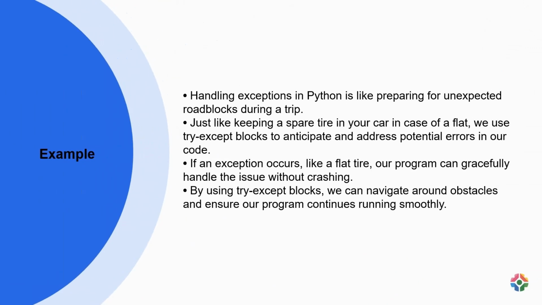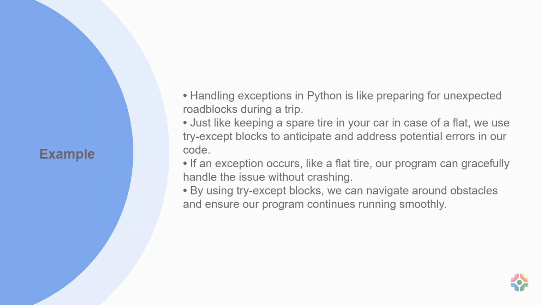Handling exceptions in Python is like preparing for unexpected roadblocks during a trip. Just like keeping a spare tire in your car in case of a flat, we use try-except blocks to anticipate and address potential errors in our code. If an exception occurs, like a flat tire, our program can gracefully handle the issue without crashing. By using try-except blocks, we can navigate around obstacles and ensure our program continues running smoothly.